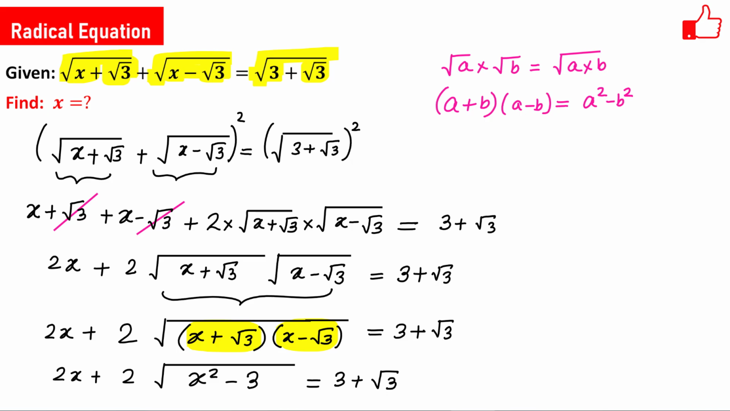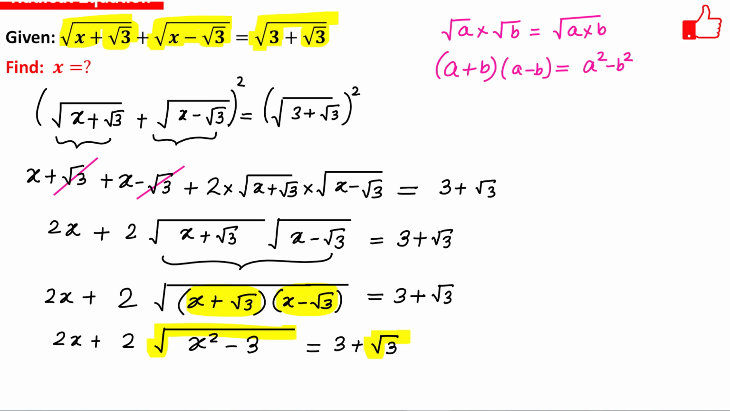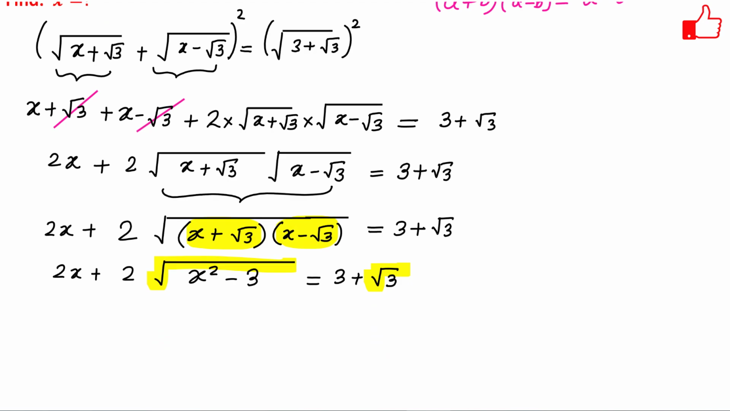Now, we still have roots. Here I have a root and here also I have a root. I have to remove these roots, then only I can find the value of x. So what I will do is take all the roots to one side. So this becomes 2 square root of (x square minus 3), and take this minus root 3 to the left hand side, and this 3 to the right hand side. So you will have 3 minus 2x.